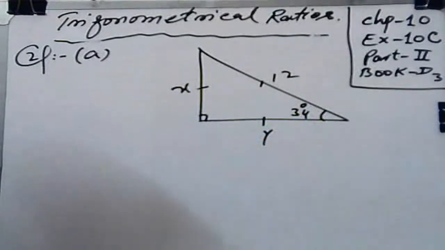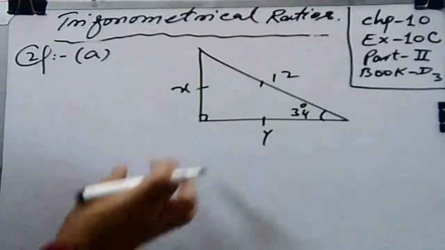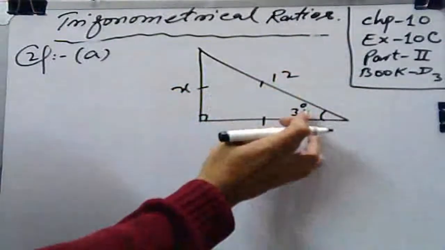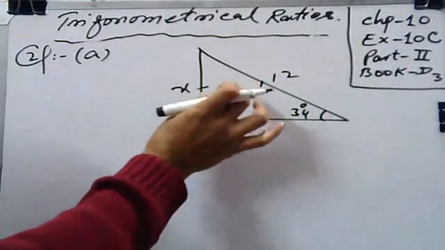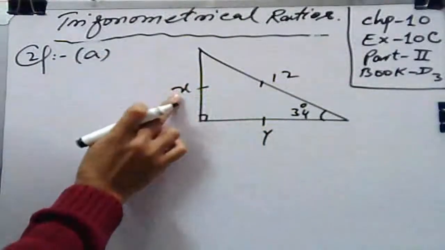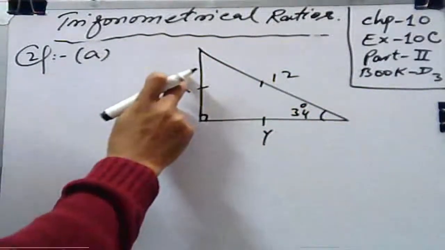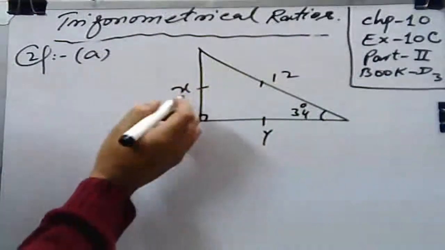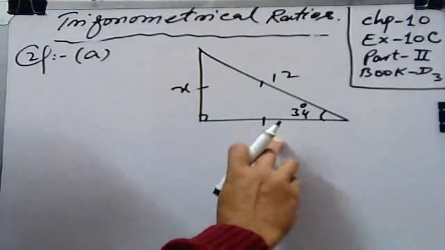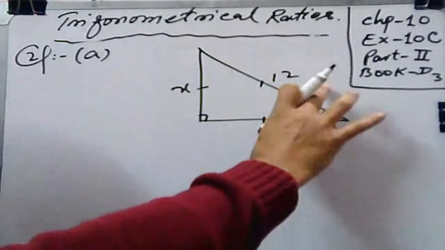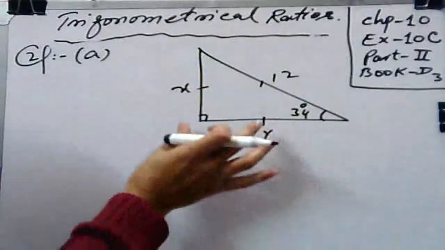So we take the ratios in between. For example, if we have to find an unknown side, you take the unknown side and the known side and this angle, and you can easily find the result. Similarly, for the unknown side y, the known side and this angle will give you the value of the unknown.